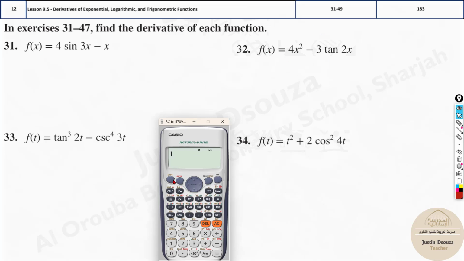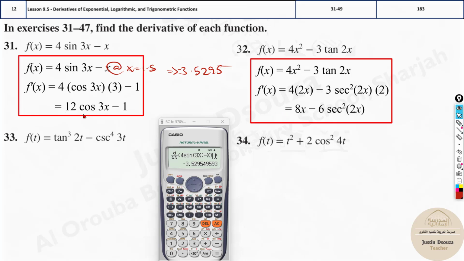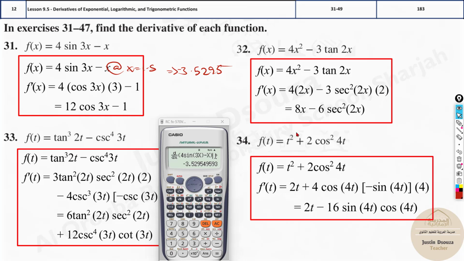First thing, you need to press shift d by dx and derive this. 4 sine 3x, just type it as it is, minus x. And what is the x value you're assuming? Let's assume the same thing, 1.5. We get here, at x equal to 1.5, negative 3.5295. Now what we need to do is look into all the options. Now this is the answer. You will have this as the final answer in your options.